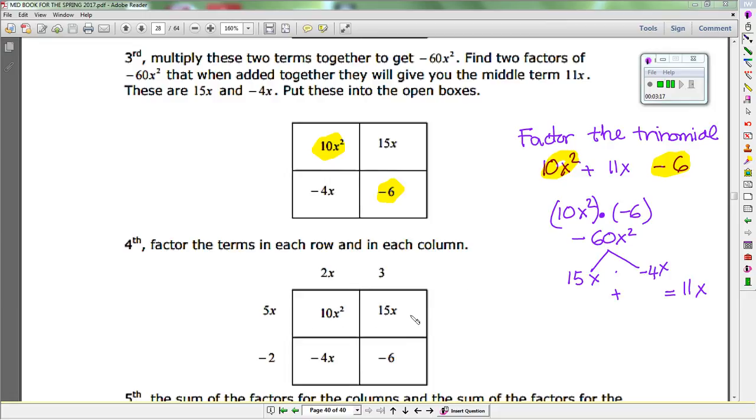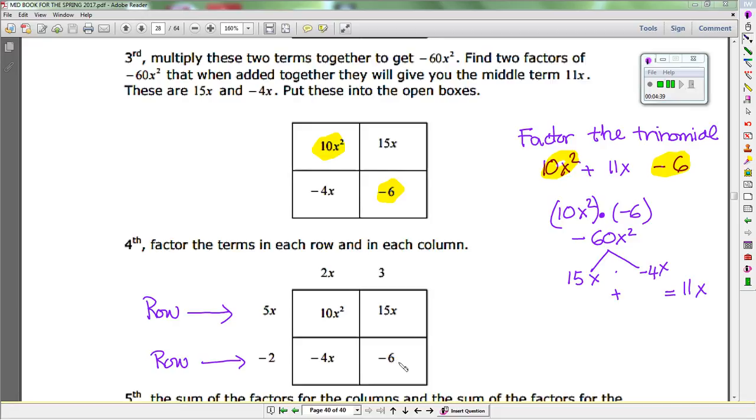So now you're going to factor each row and each column. So this will be the row. Let me start with the first row here. You have 10x squared and 15x. So the common factor of 10 and 15 is 5, and x squared and x have x in common, so therefore we have 5x. And then let's move on to row number 2. We have negative 4x and negative 6.